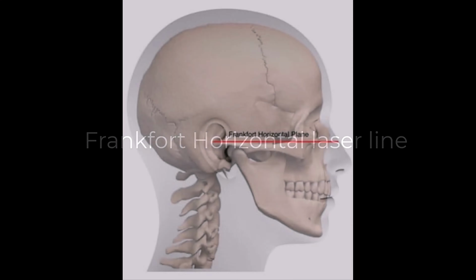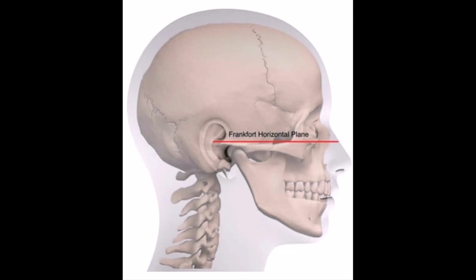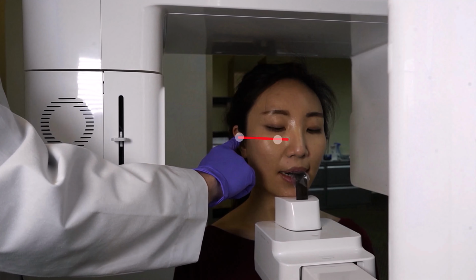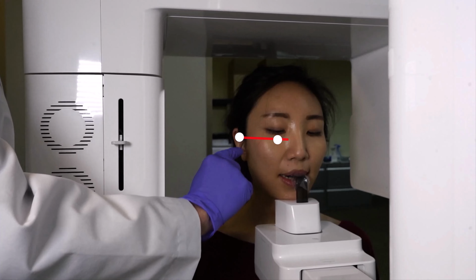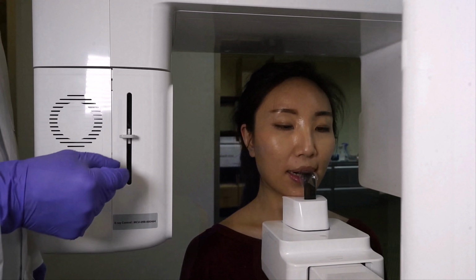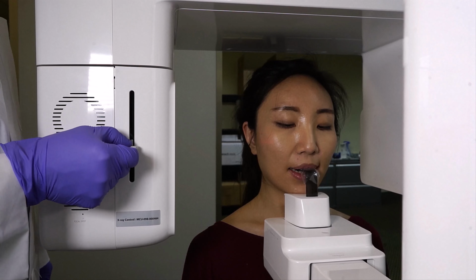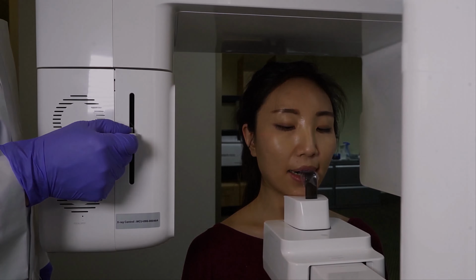Moving on to the Frankfurt plane line. This line is designed to run through 2 anatomical points in the patient's face, through the tragus and the bottom of the orbit of the eye. If the line is out of position on either point, slide the adjustment slider on the back of the arm up or down to adjust. It may be necessary to angle the head to conform to the laser line as necessary.